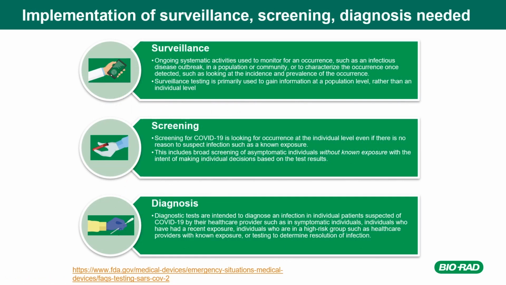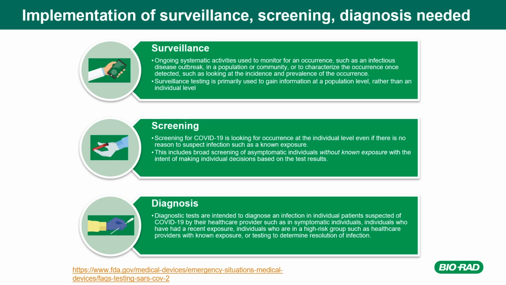With all of this data in mind, what can we do to contain the spread and decrease mortality? From a laboratory standpoint, we need to continue to focus on 3 main areas: surveillance, screening, and diagnosis. Surveillance includes ongoing, systematic activities used to monitor for an occurrence and characterize the occurrence once detected, such as looking at the incidence and prevalence of the occurrence at a population level.